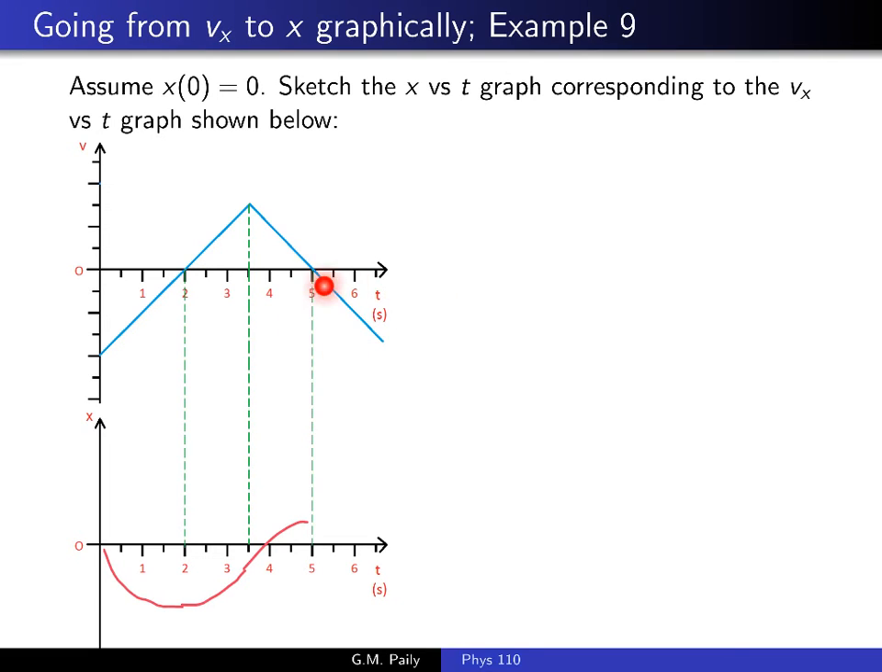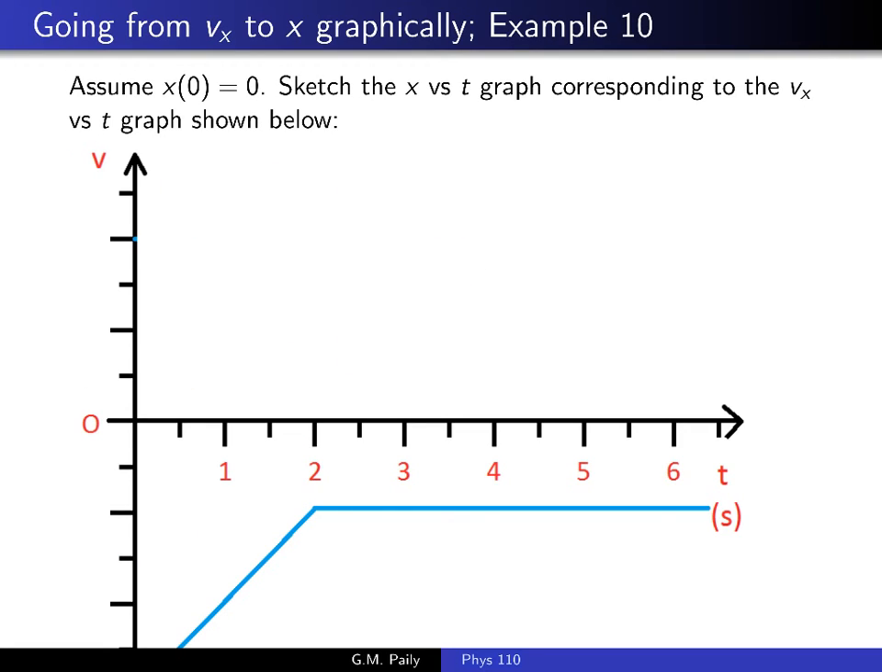And in this final portion, the velocity goes from 0 to a negative value. And we see that this quadratic curve over here is roughly what we want. The slope is 0, but then goes negative. And so, roughly, this is the x versus t graph corresponding to this v versus t graph.